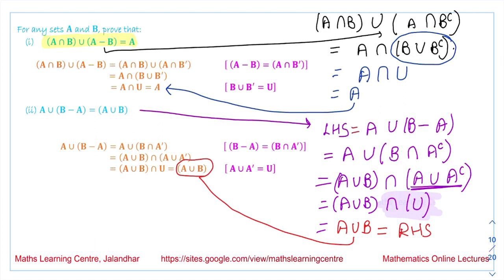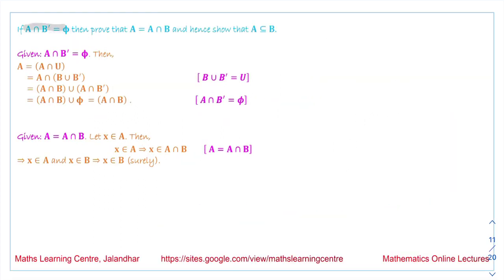Now the next question we have is, if A intersection B complement is equal to phi, then prove that A is equal to A intersection B, and hence show that A is a subset of B. So what is given to us is that A intersection B complement is equal to phi. Now we have to prove that A is equal to A intersection B.